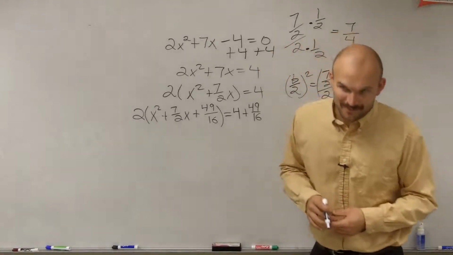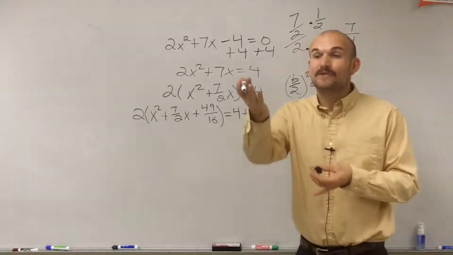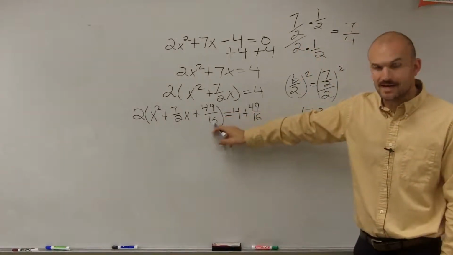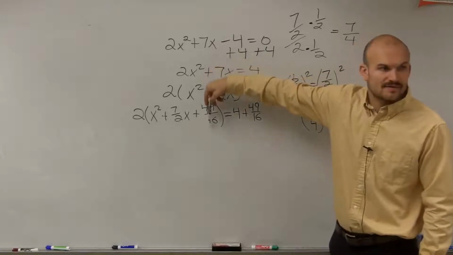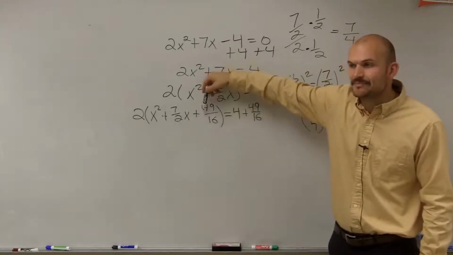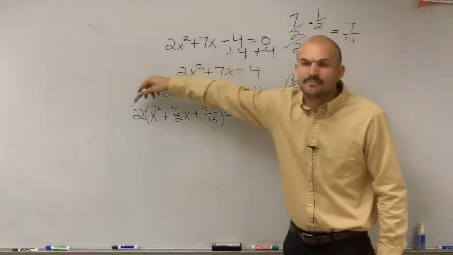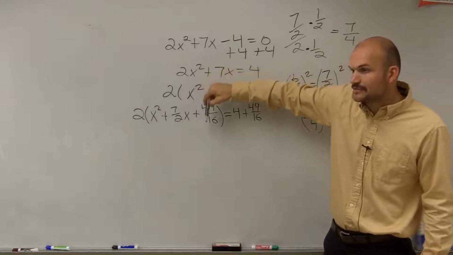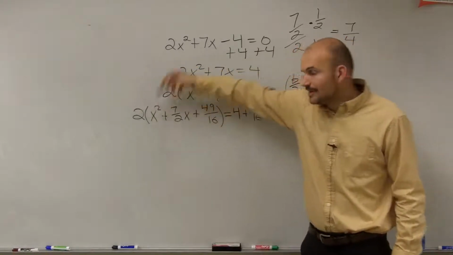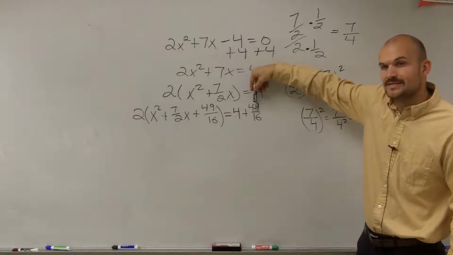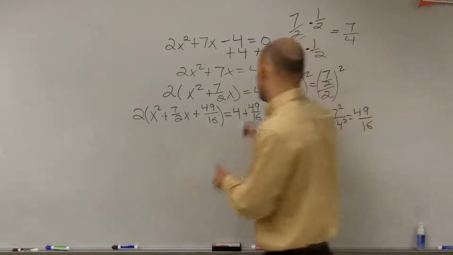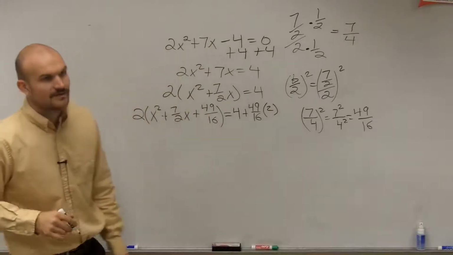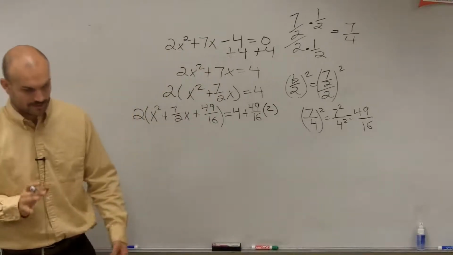Here comes the most important point that students often miss: they forget to multiply the 49 over 16 by what is being multiplied on the left side. See here, I'm adding 49 over 16, right? But I added it inside the parentheses, and my parentheses are being multiplied by a 2. So really, I added 49 over 16 multiplied by 2. So on the right side, I add 49 over 16 multiplied by 2. Okay? Remember, whatever you do on the left side, you have to do on the right side equally.